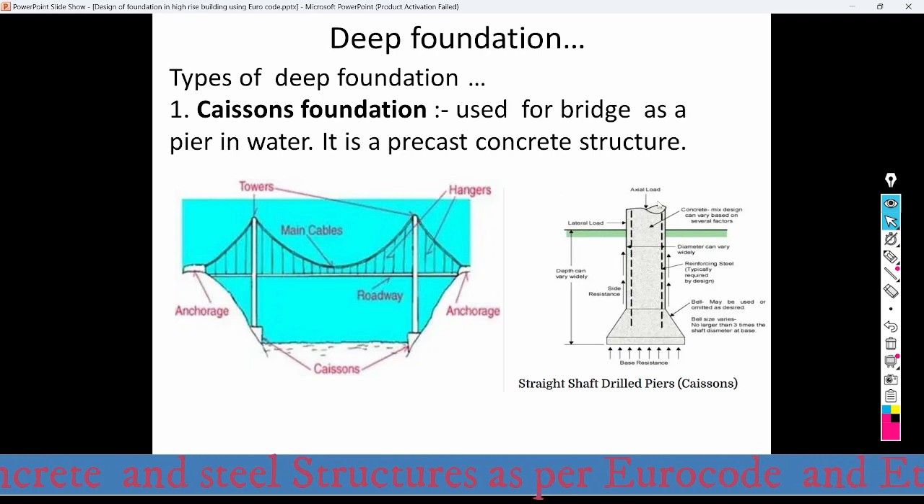Here we may have an axial load coming from the deck here, and this is the diameter of the caisson here, and here this is the depth of the caisson or the depth of the foundation here. So the wider contact area will provide higher resistance for soil pressure here.